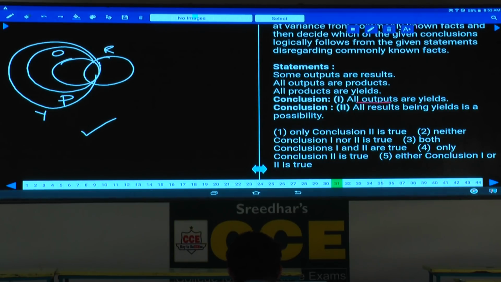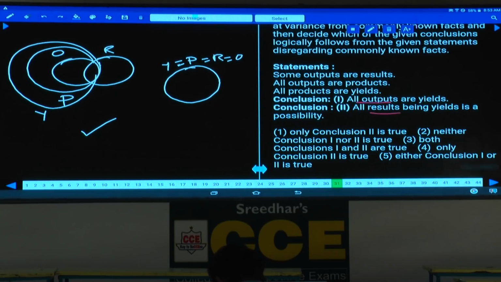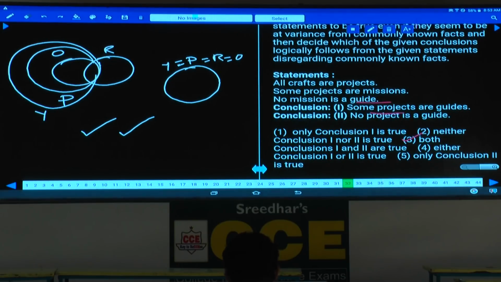Now as all the statements are affirmative, in the case of possibility, take it as a single diagram. That is, yield equals product equals result equals output, as all these four can be equal. Then all results are yields is a possibility. So both 1 and 2 are true, and it is given in choice 3. Question number 31, choice 3.